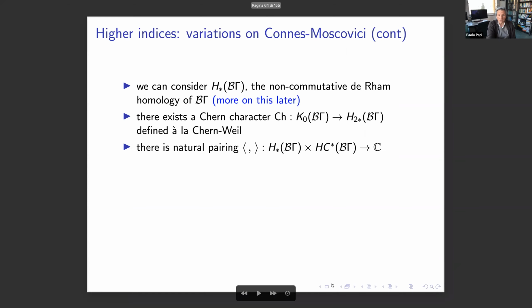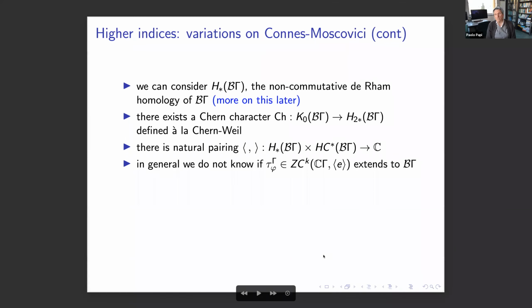Now, it's known that the non-commutative de Rham cohomology is a subgroup of cyclic homology. In fact, you can say exactly what it is. And so you have this pairing, okay? You have this pairing. Now, in general, however, that cyclic cocycle that I defined before will not extend to this algebra, okay? So there is an extension problem.